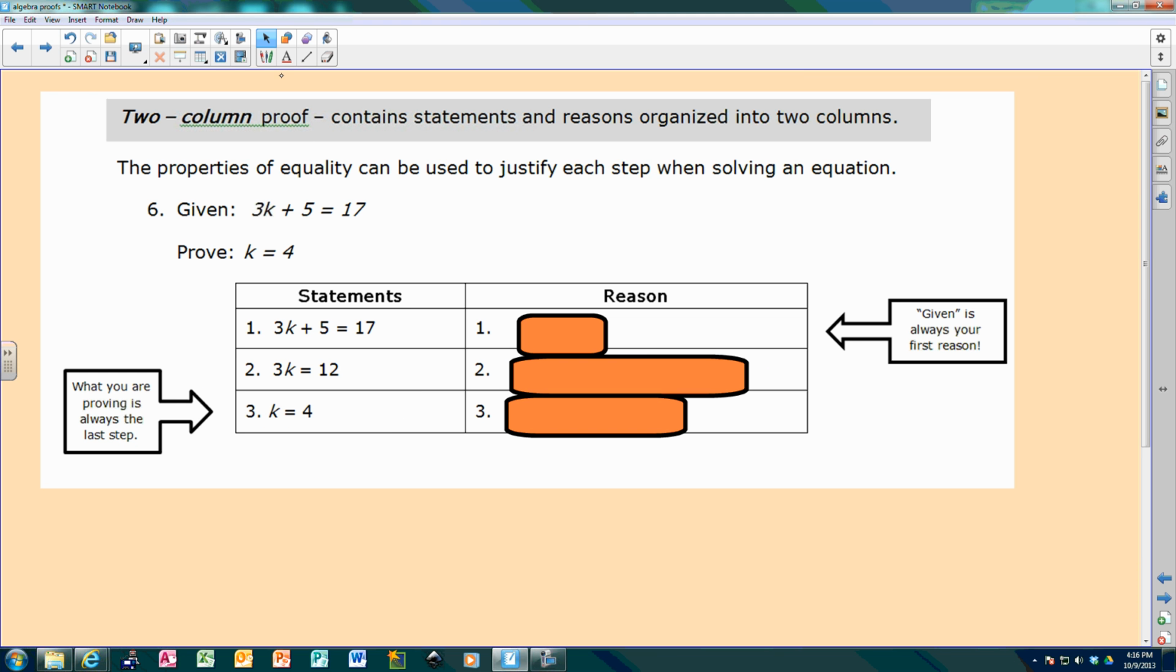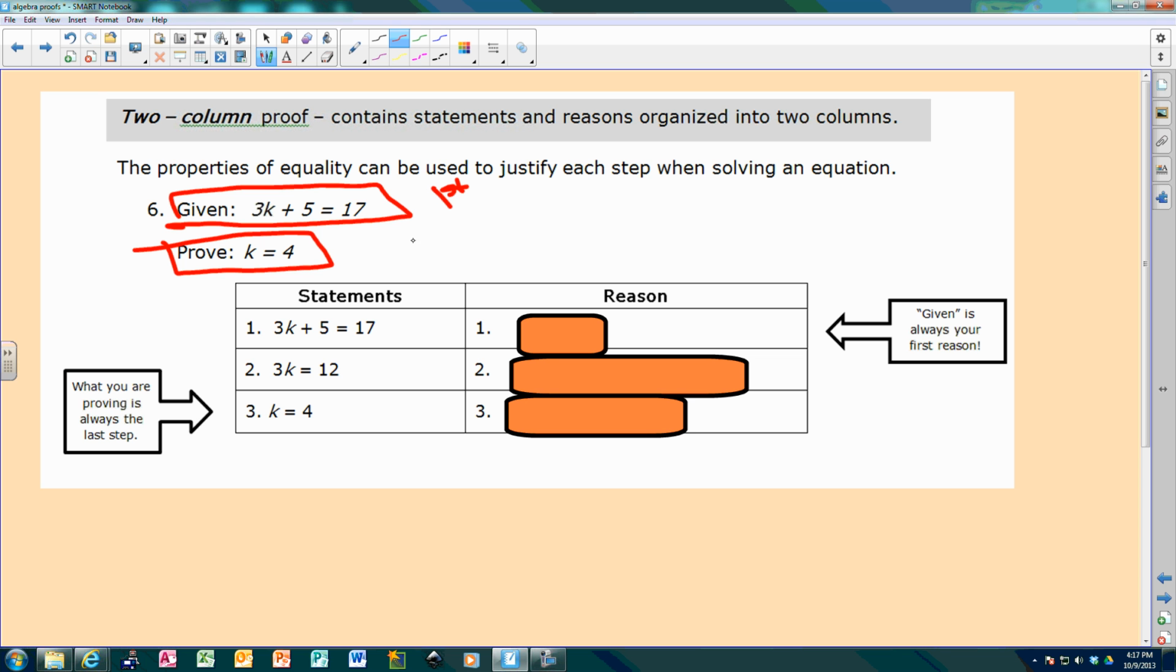So what we're going to do is write 2-column proofs. And we're going to do it using algebra to get us going. The first statement is always what is given. So this first thing is always going to be this. The last statement will always be what you're proving. So this will always be first. This will always be last.